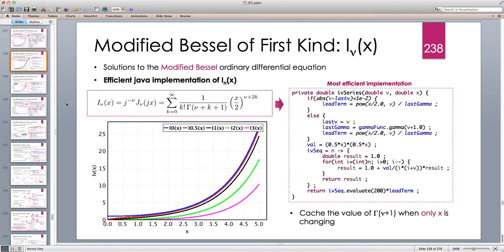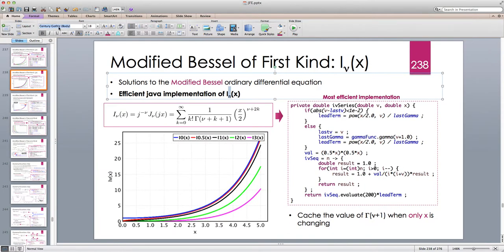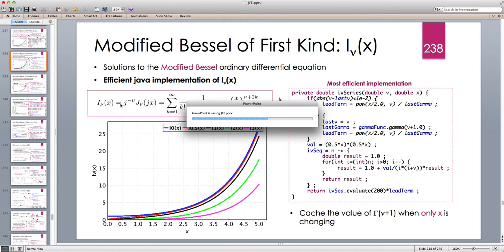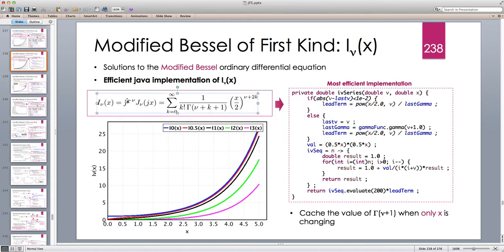So what we do, we go and try to do an efficient Java implementation, and this could be in general any nu. So instead of n, I say symbol I nu, all right? And here I nu, again, by definition, is j to the minus nu power j nu Bessel function jx, and we calculate it like this. And again, the way we calculate this, we calculate the lead term first, and the lead term only depends on nu.